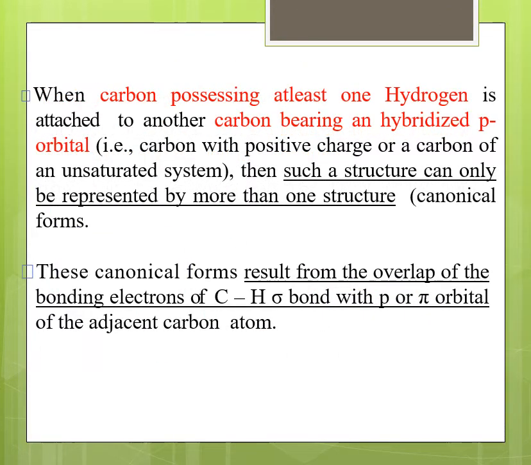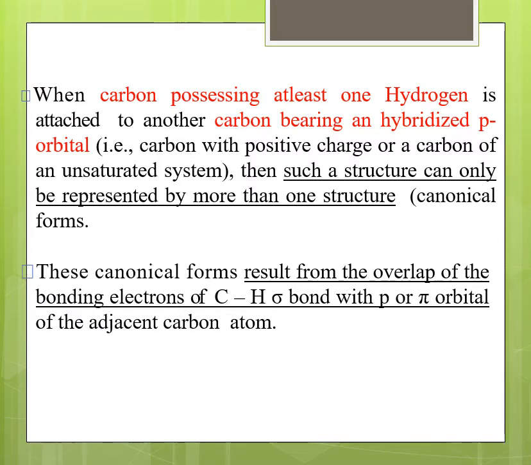So in case of hyperconjugation, what you should keep in mind is that whenever there is a carbon possessing at least one hydrogen, and this carbon is attached to a carbon bearing an unhybridized p orbital, right? Unhybridized p orbital means that carbon has a positive charge, because positive charge is always in a p orbital, or the carbon is part of an unsaturated system. That means the carbon is double bonded or has a triple bond. Then such a structure can only be represented by more than one structure.